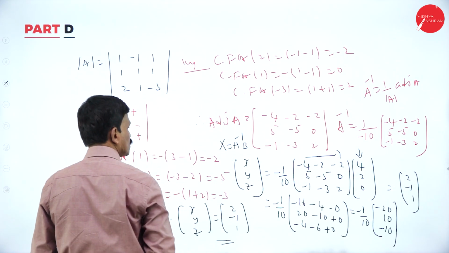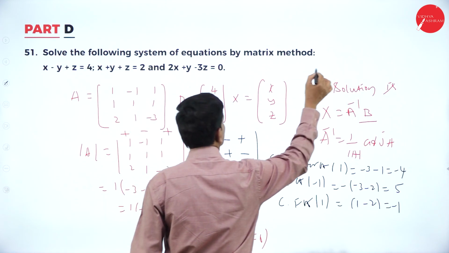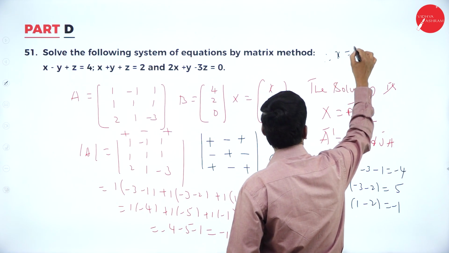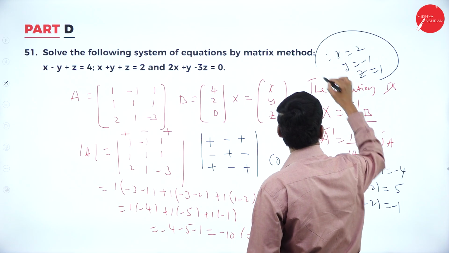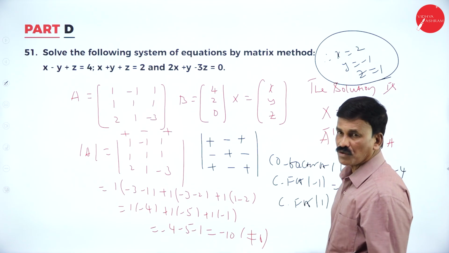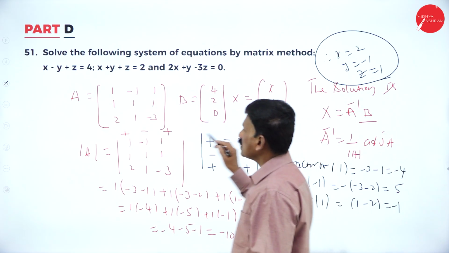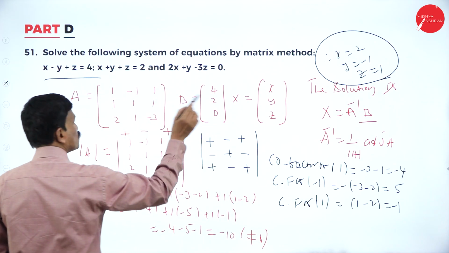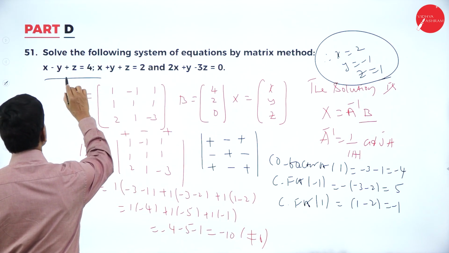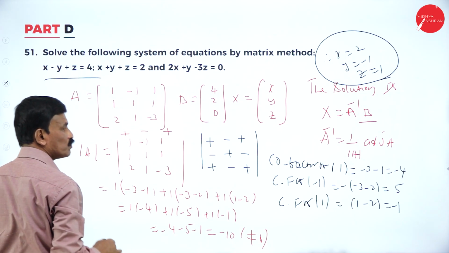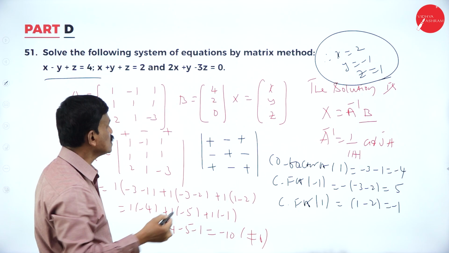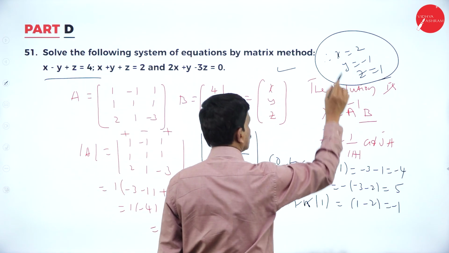So you can write, therefore x is equal to 2, y is equal to minus 1, z is equal to plus 1. So if you want to verify, you can verify. Just take any one of the equations, substitute x is equal to 2, y is equal to minus 1, z is equal to plus 1. Minus into minus is plus, so 2 plus 1 plus 1. 2 plus 1 is 3, plus 1 is 4. So the answer is correct. This is the correct answer.